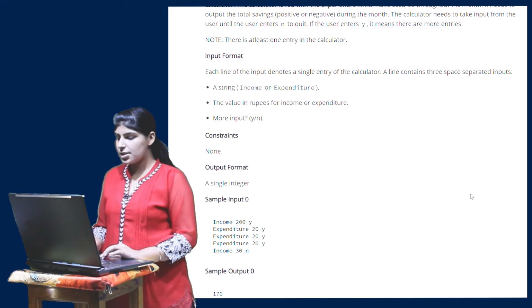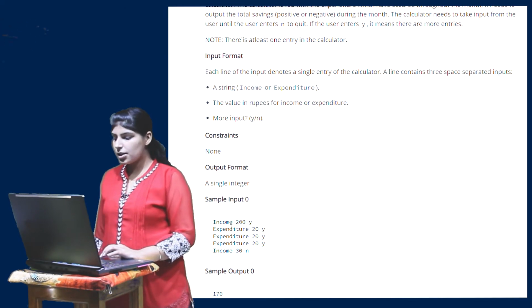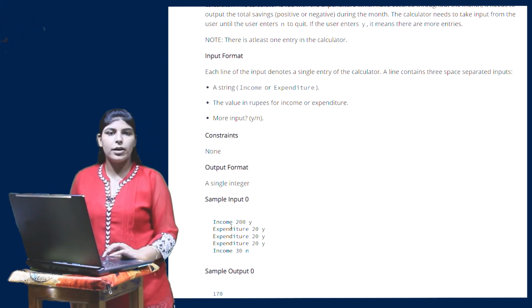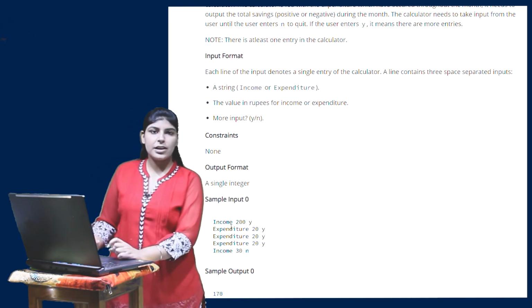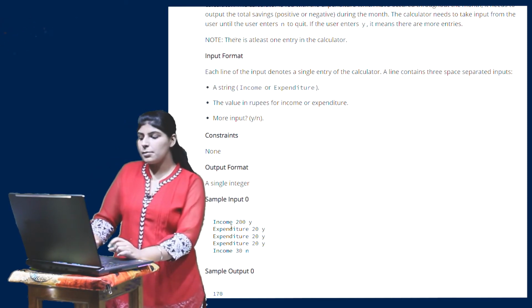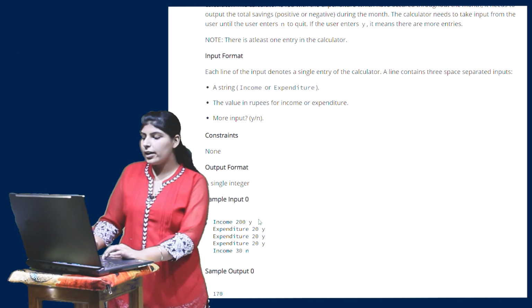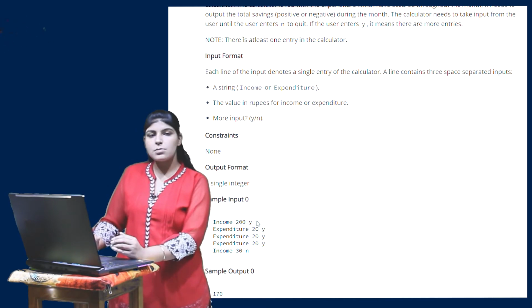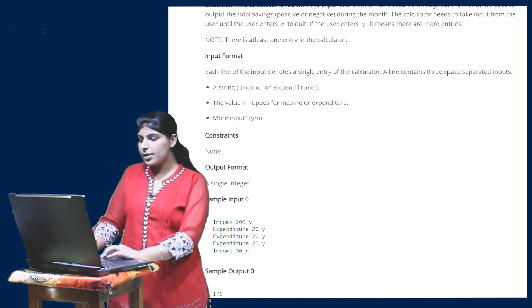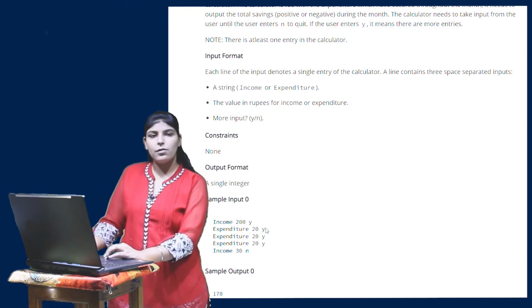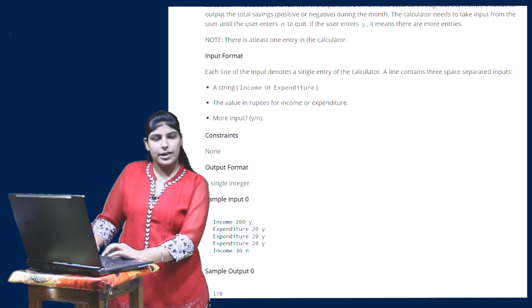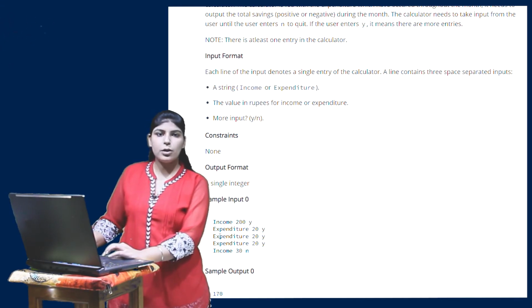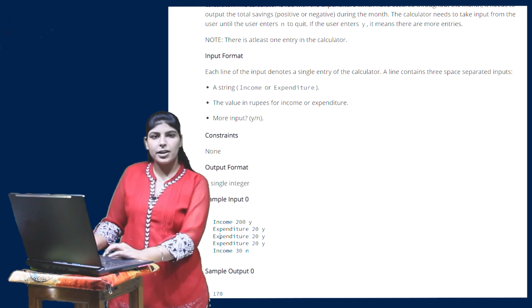So let's see the first test case. In the first test case, the first line is income 200 Y. So this means the first entry is income and the income is 200 rupees, and then we have entered Y. Y means there is more input to be given. In the next line, we have expenditure 20 Y. So now 20 rupees is the expenditure. So from 200, 20 rupees is spent. We have 180 rupees, and now we still have the character Y.